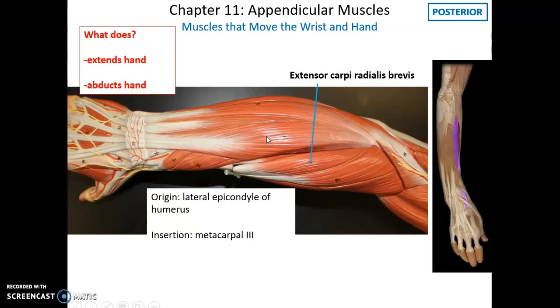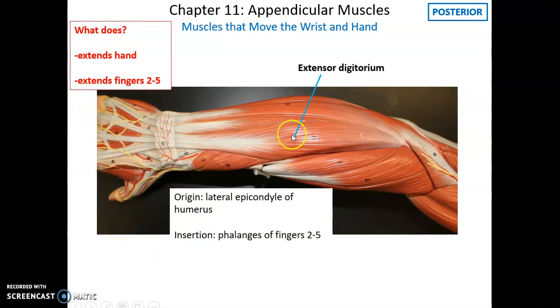Then we have, adjacent to it, extensor carpi radialis brevis, going from the lateral epicondyle of the humerus and inserting into metacarpal 3. And it extends the hand and abducts the hand. From there we have extensor digitorum. Extensor digitorum has its origin in the lateral epicondyle of the humerus, and it inserts into the phalanges of fingers 2 through 5, so it has tendons going to fingers 2 through 5. It extends the hand and extends fingers 2 through 5.